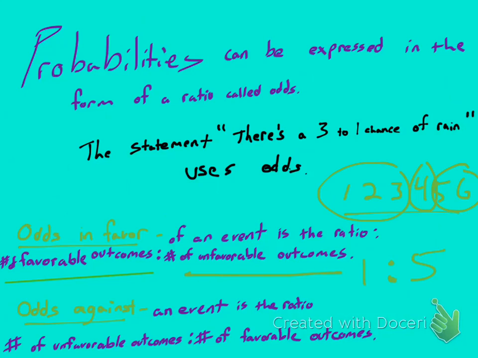Let's do odds against. The odds against rolling a 4 is the number of unfavorable outcomes, which would be 5, and the number of favorable outcomes, which would be 1. It'd be 5 to 1, which is opposite. Wouldn't that make sense? The odds in favor and the odds against are opposite of each other.